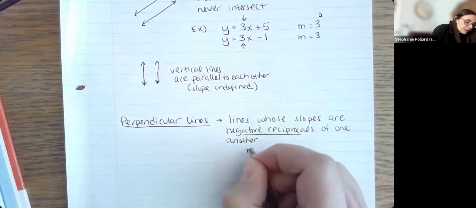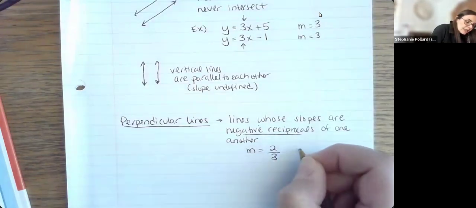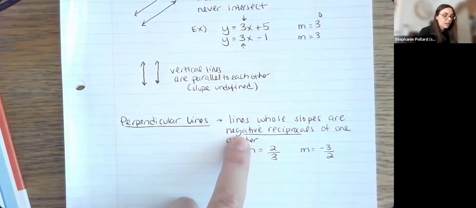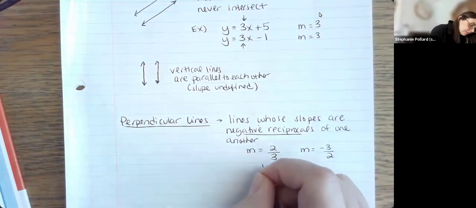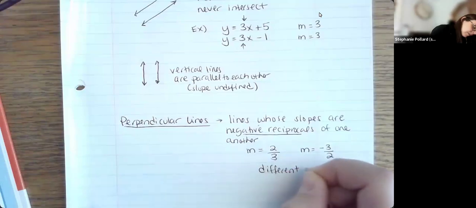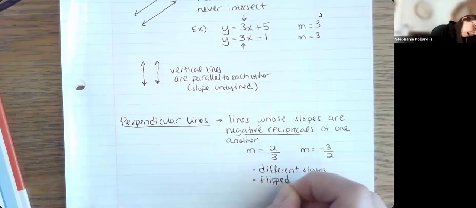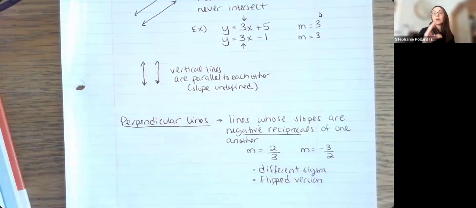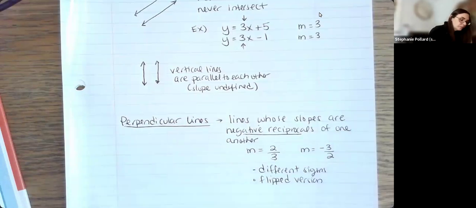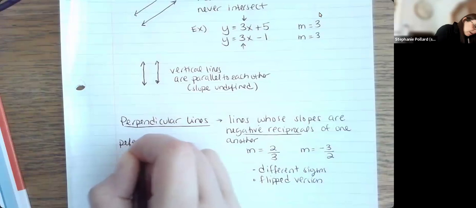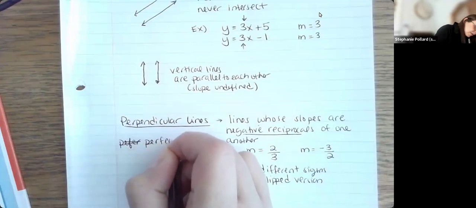So if one slope, for instance, is positive 2/3, then the second slope would be negative 3/2. So the negative idea comes into the fact that you have different signs. And the reciprocal idea, remember, is that you would have a flipped version. So to take a reciprocal literally means to flip that fraction. So both of these changes are happening. So I like to think of them as perfect opposites.